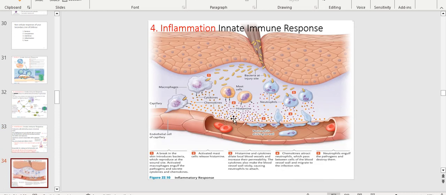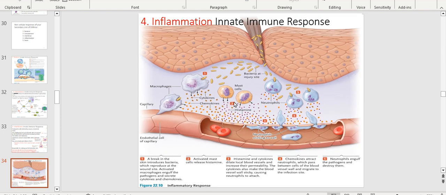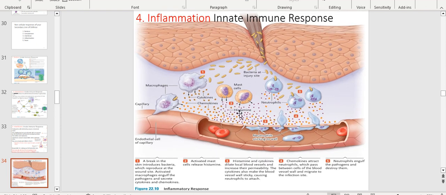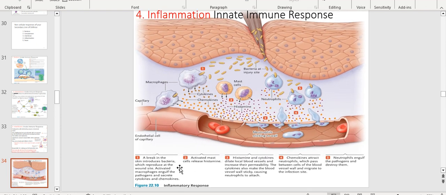Number 4, inflammation. Okay, this is what's going on. We've kind of alluded to this, that when your skin or an area or cut or whatever is inflamed, that just means that there's more going on than there should be, right? And you know, have a look here. There's 1, 2, 3, 4, 5. A break in the skin introduces bacteria. That's what's going on here.